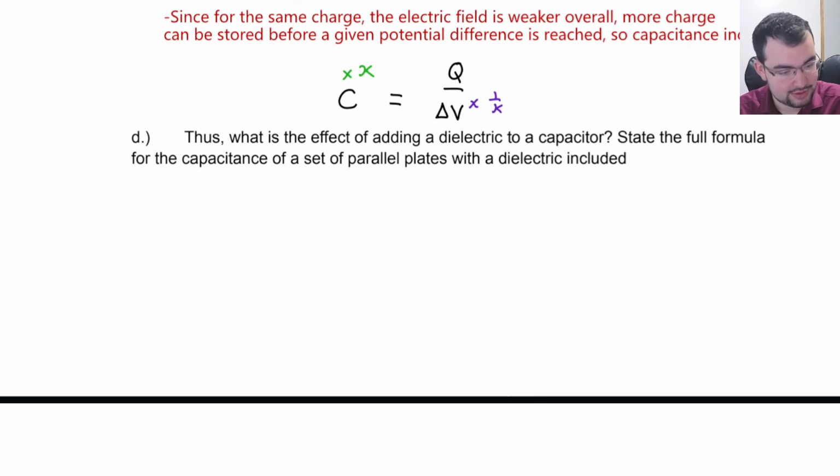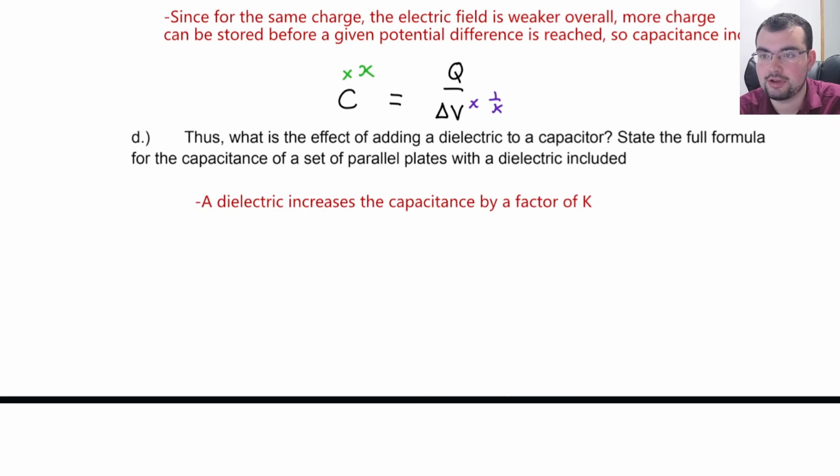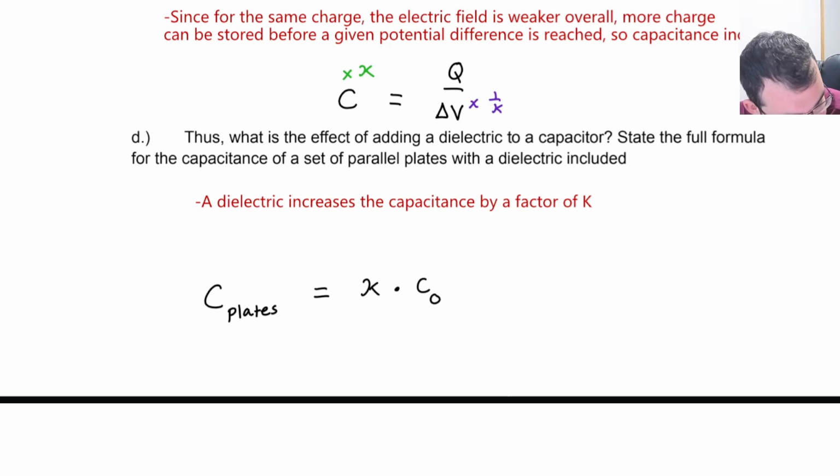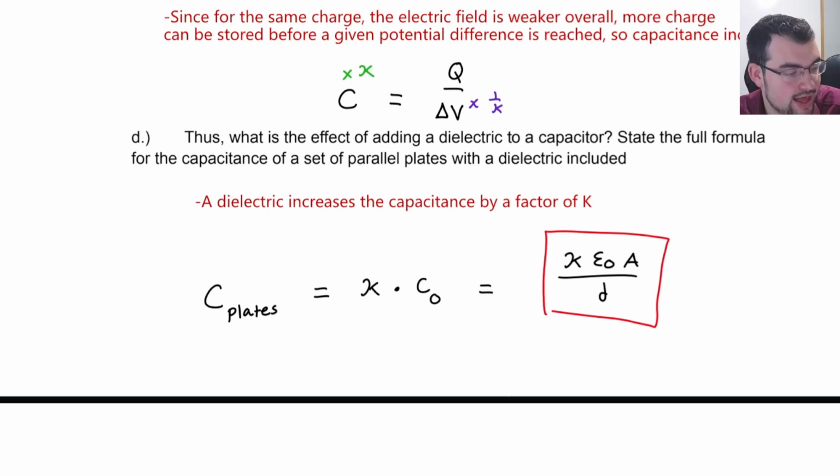So what is the effect? Well, when you add a dielectric, the dielectric increases capacitance by a factor of kappa. So this means that C plates would just be kappa times the capacitance in a vacuum. So we get kappa times epsilon naught A over D. So anytime you have a dielectric, that is the most direct change. To figure out what's happening with the field and the potential, you have to understand if the capacitor is isolated or not. But absolutely, no matter what, the capacitance increases by a factor of kappa when you add a dielectric.